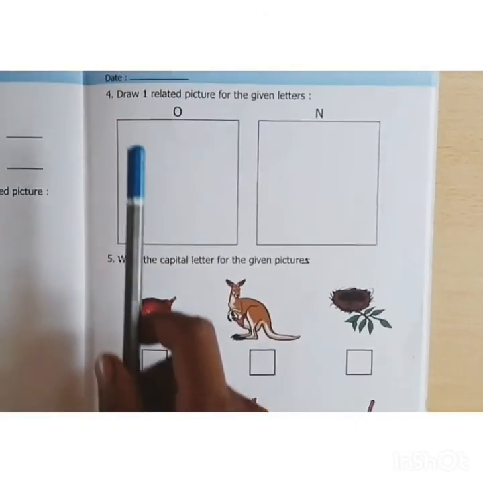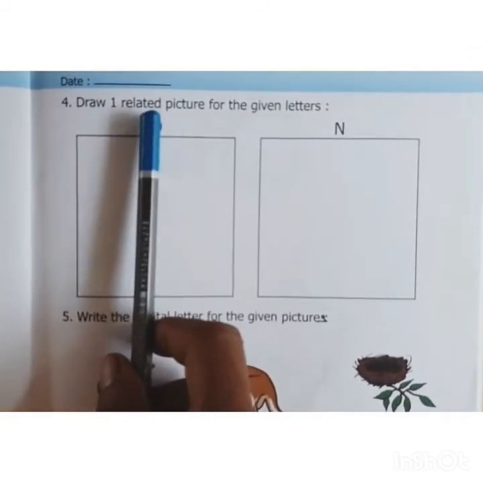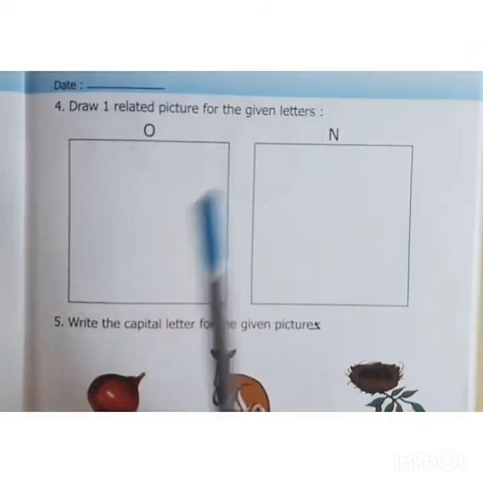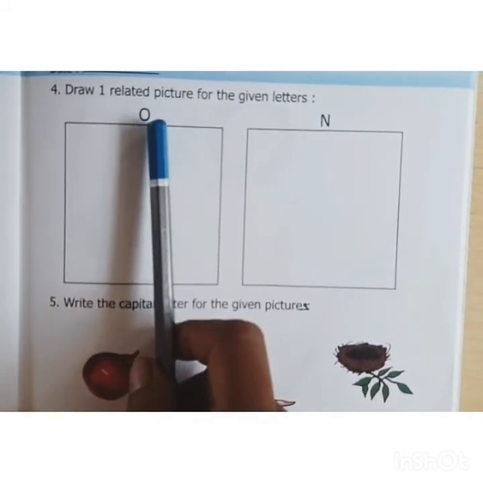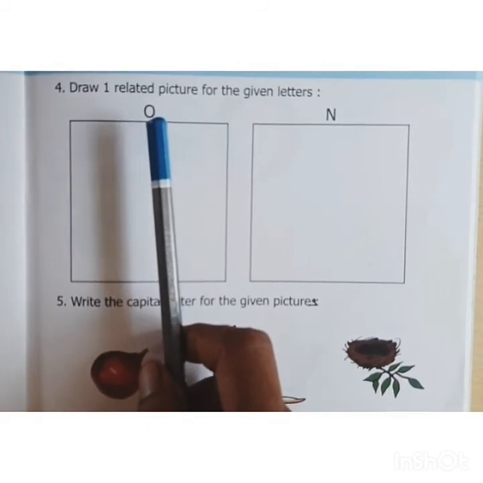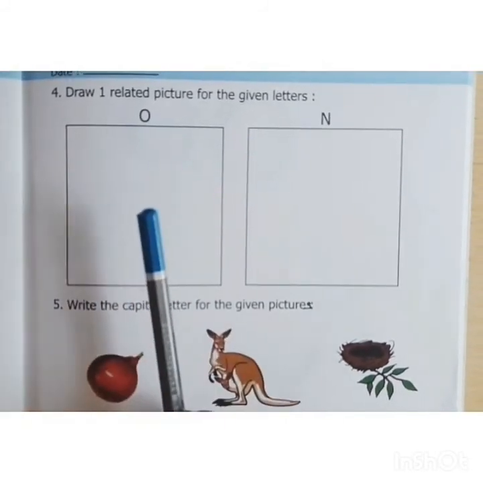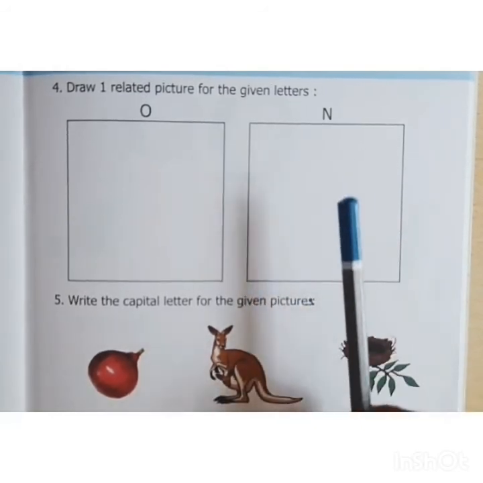Okay? Now on next page, number 4. Draw one related picture for the given letters. In this box, you have to draw one picture related to this letter. Which letter is this? O. What did we learn to draw? Yes, onion. So you will draw your onion. And in this box, you will draw N for net.